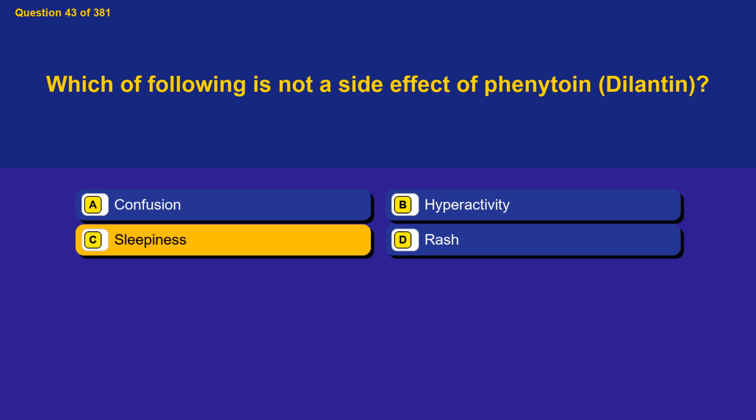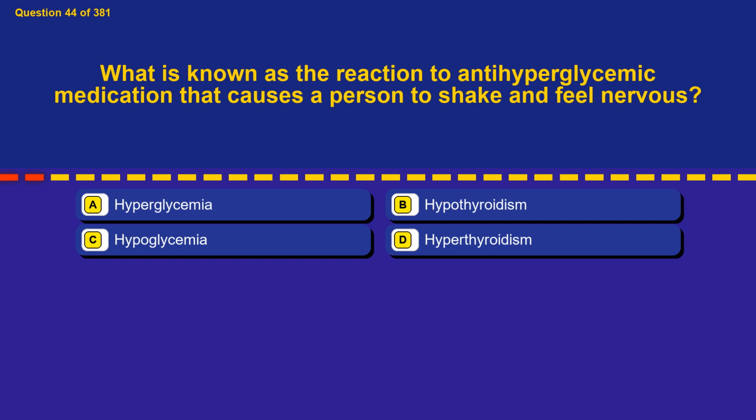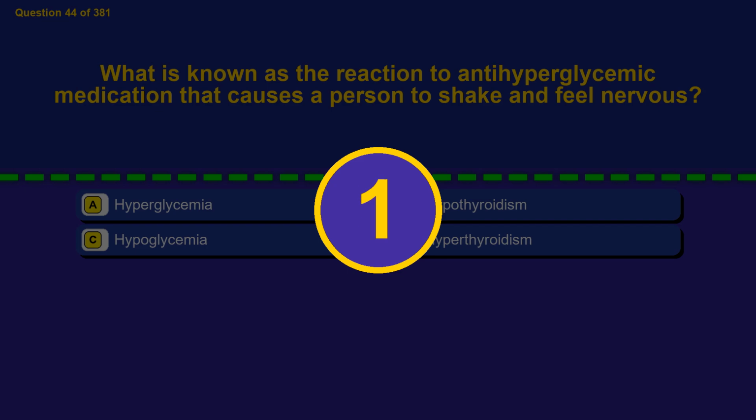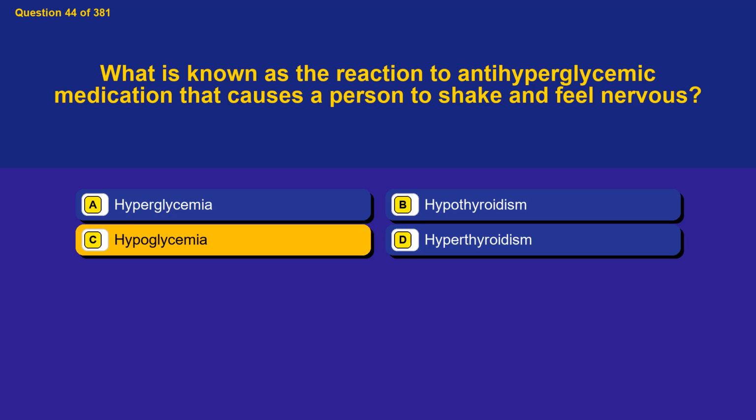The correct answer is option C, sleepiness. Question 44. What is known as the reaction to anti-hyperglycemic medication that causes a person to shake and feel nervous? Option A, hyperglycemia. Option B, hypothyroidism. Option C, hypoglycemia. Option D, hyperthyroidism. The correct answer is option C, hypoglycemia.